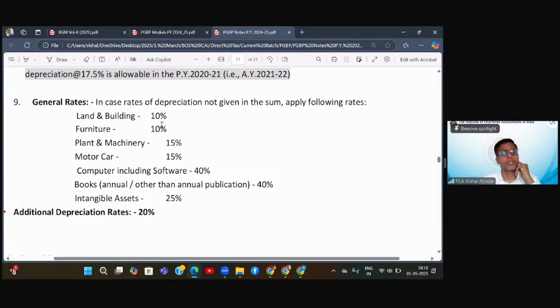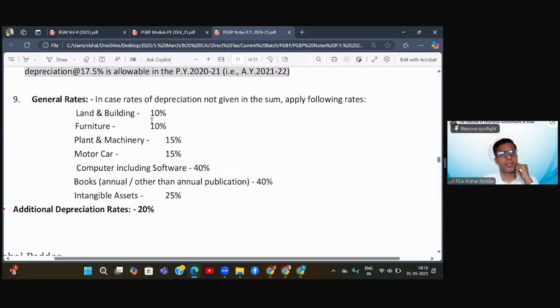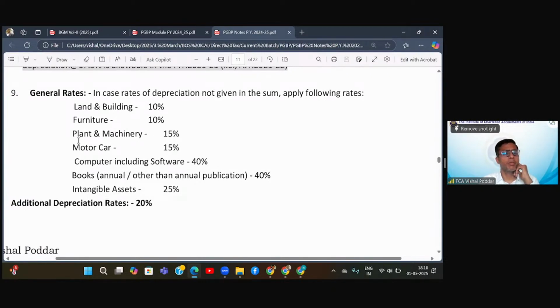So if in the question only a block of building is given, it will be 10% because building has 3-4 blocks. But if nothing is mentioned, only building is mentioned, you take 10%. If residential building is mentioned, you take 5%. Furniture, there is anyways only one block, so it is 10%. Plant and machinery, there are multiple blocks, but if nothing is given, you have to remember it is 15%, which is the general plant and machinery in which majority machineries are covered. For motor car, again, there are 2-3 blocks, nothing given, you will take 15%.